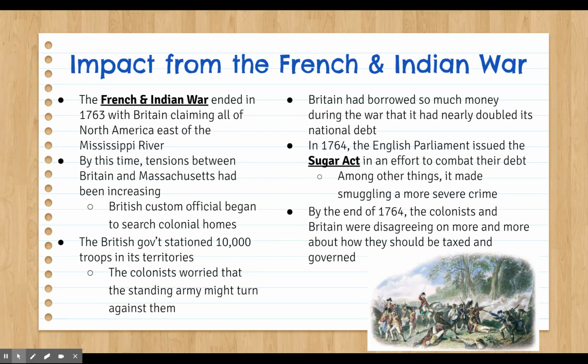So they felt they were being treated unfairly, and they were unfairly taxed more than actual British citizens. In 1764, the English Parliament issued the Sugar Act in an effort to combat their debt. Among other things, it made smuggling a more severe crime. By the end of 1764, the colonists and Britain were disagreeing more and more about how they should be taxed and governed. So you really start to see this divide beginning between the colonists and Britain.